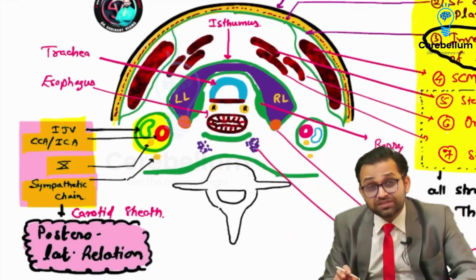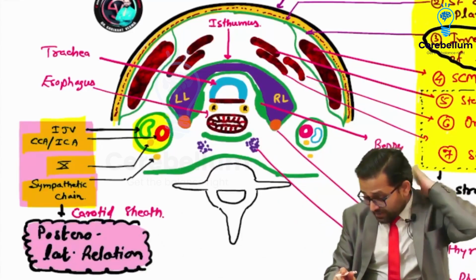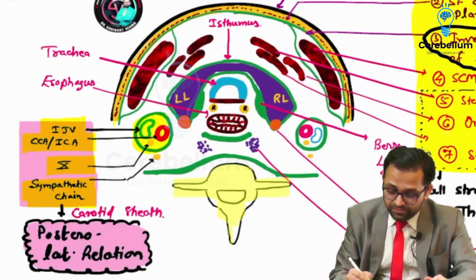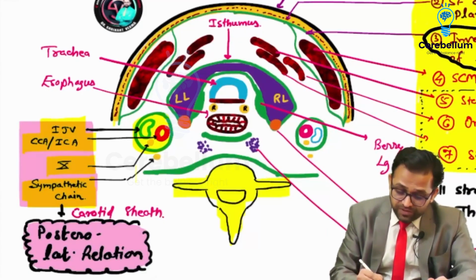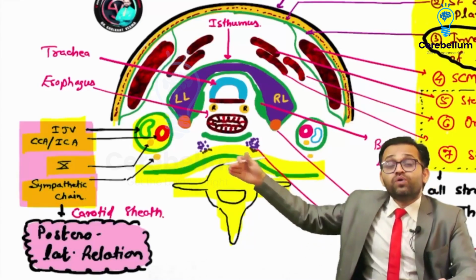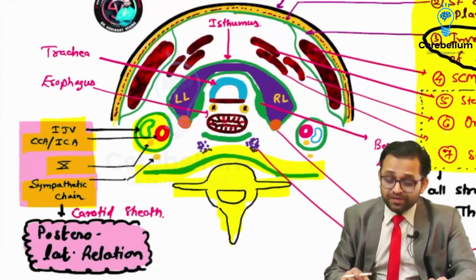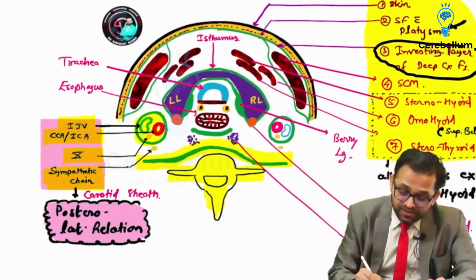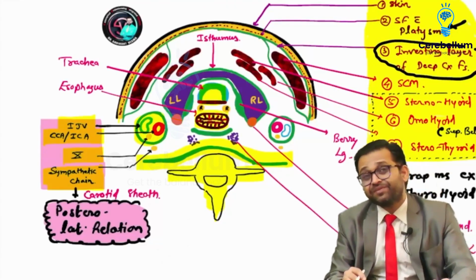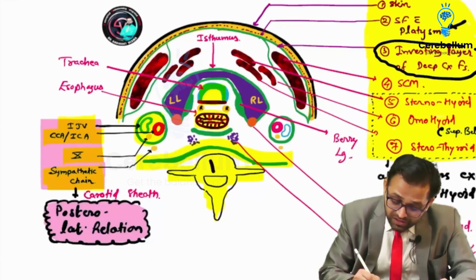Now a few more things I am going to tell you. At the back side, definitely there is the vertebra. In front of the vertebra, there is one fascia, the prevertebral fascia. Now look, in front of the vertebra there is the esophagus, and in front of the esophagus there is the trachea. I told you the mnemonic earlier.